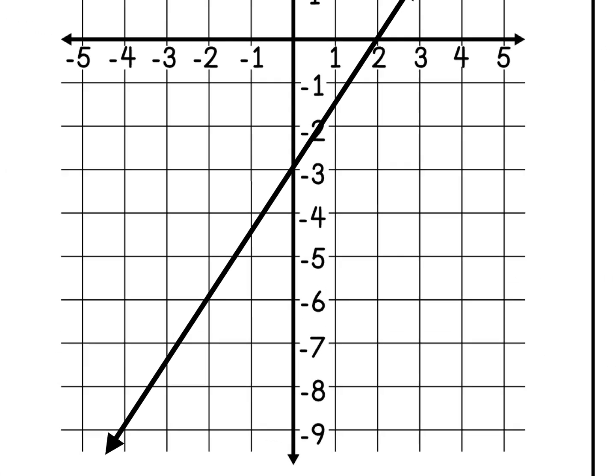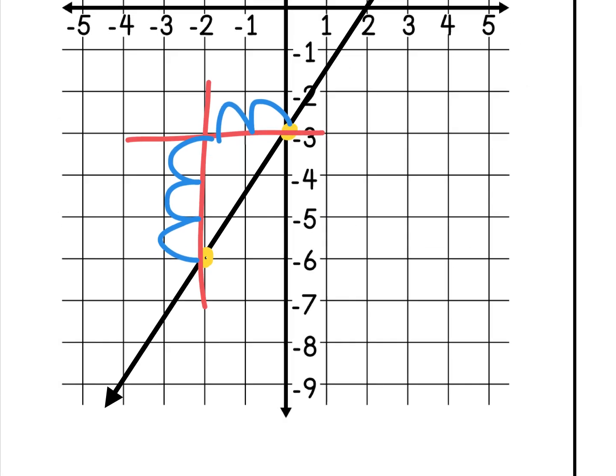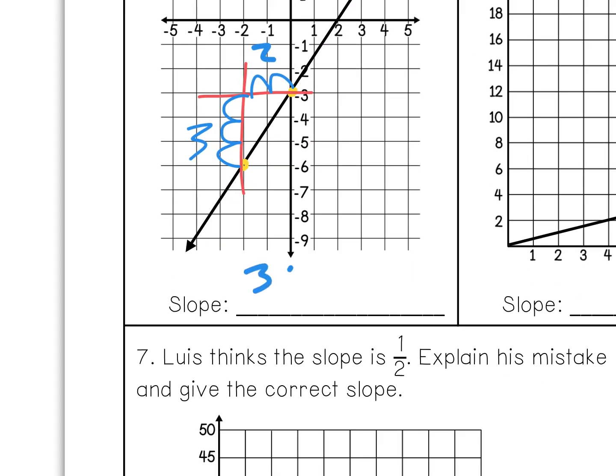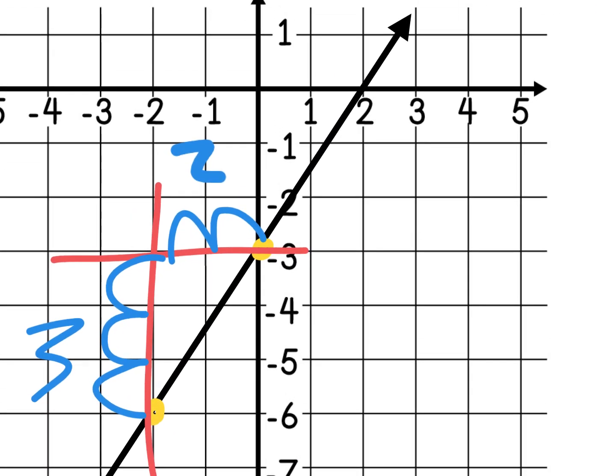So how about -2, -6, and 0, -3. I got 3 over 2. Hayden says that he got 3 over 2. I've got the same thing. So 3 over 2. I got 3 over 2, but I didn't do that. I did -3, and then I chose +2.